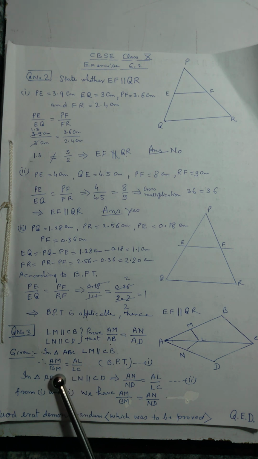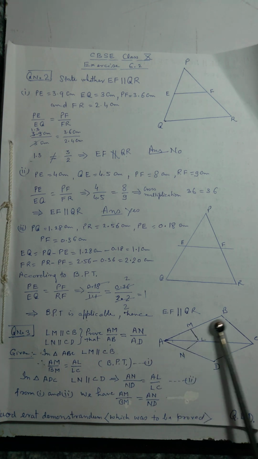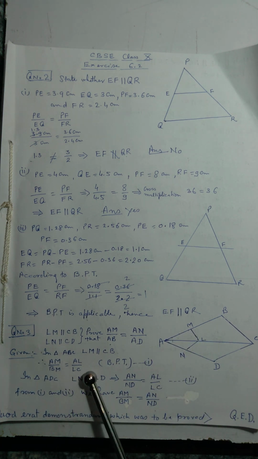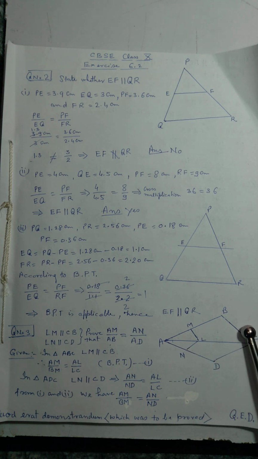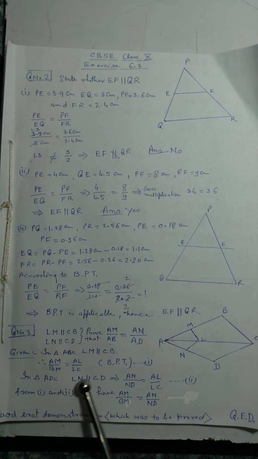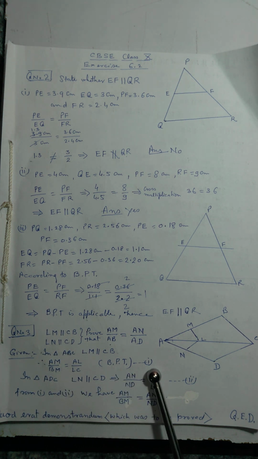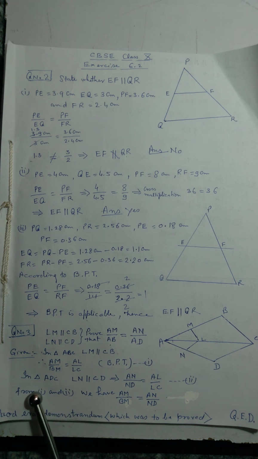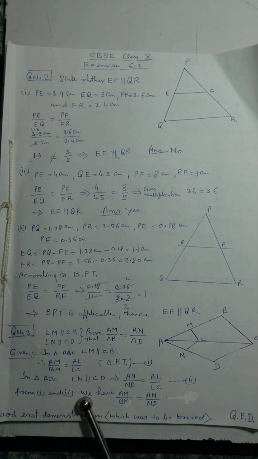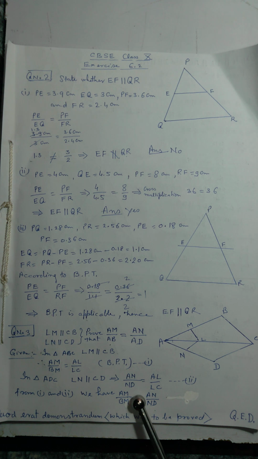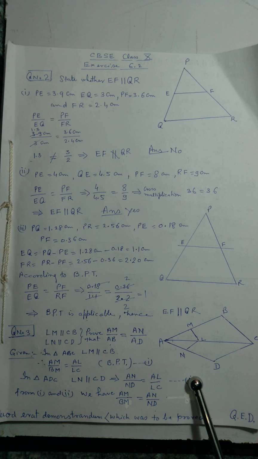Therefore, AM by BM is equal to AL upon LC. That is basic proportionality theorem. The equation will be number 1. Now in the second triangle ADC, LN is parallel to CD. Therefore, AN by ND is equal to AL upon LC. That will be the second equation.